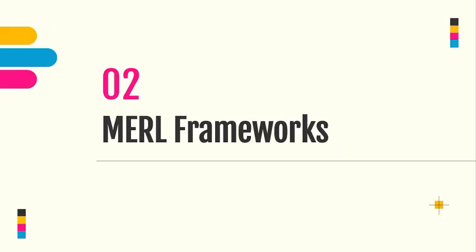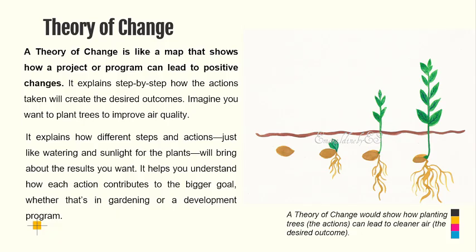So the second part of this session is the MERL frameworks. We'll start with the theory of change. A theory of change is like a map that shows how a project or program can lead to positive change. It explains step by step how actions taken will create a desired outcome.